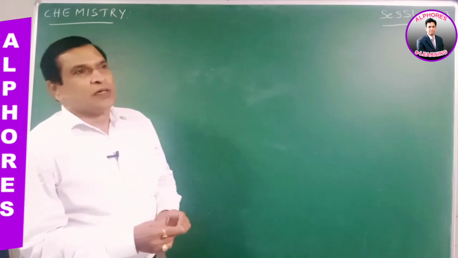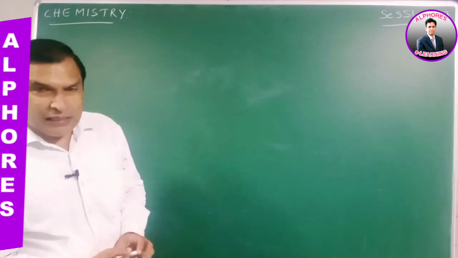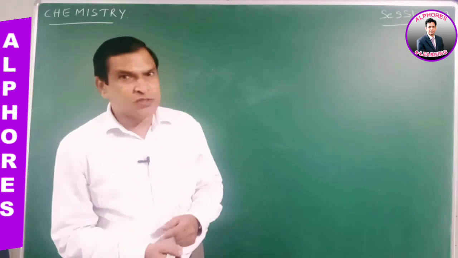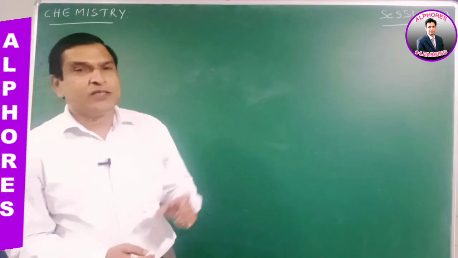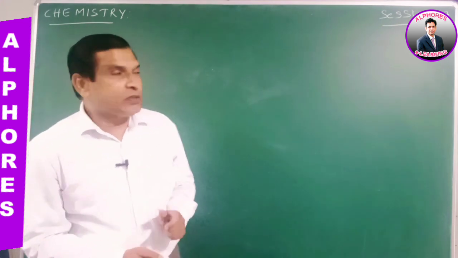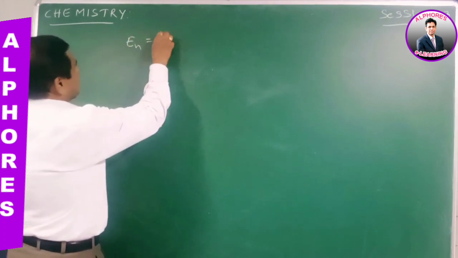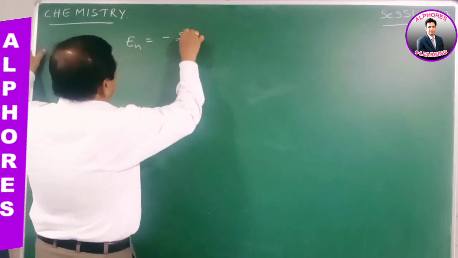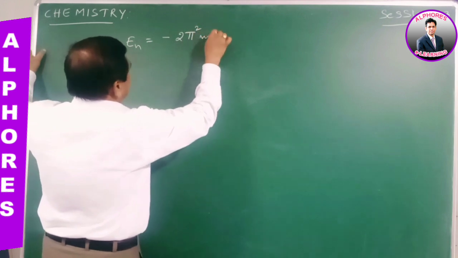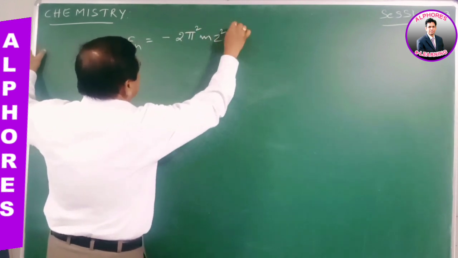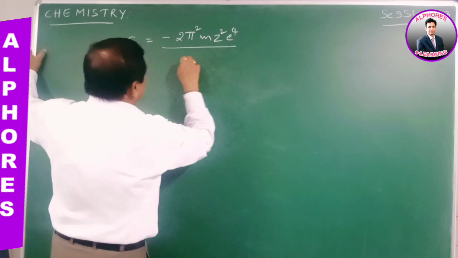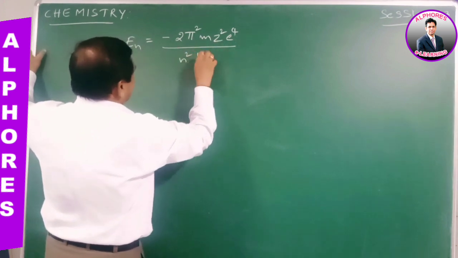Next, the energy of the electron in the nth orbit of hydrogen atom is given by the expression: En equals minus 2 pi square m z square e to the power 4 by n square h square.